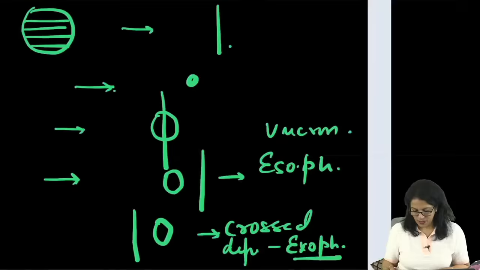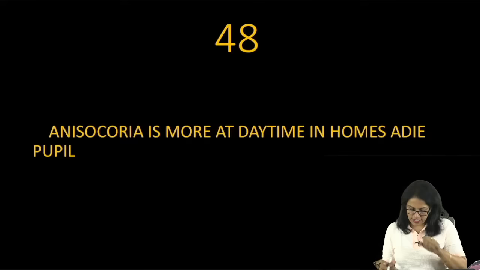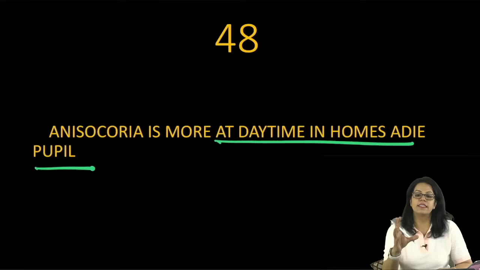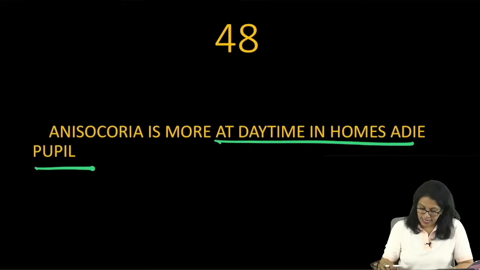Next point. Anisocoria is more in the daytime in Holmes-Adie pupil. You all agree with me? Holmes-Adie pupil is a mid-dilated pupil, not able to constrict, and if it constricts, its redilatation is again very slow. It is a tonic pupil.